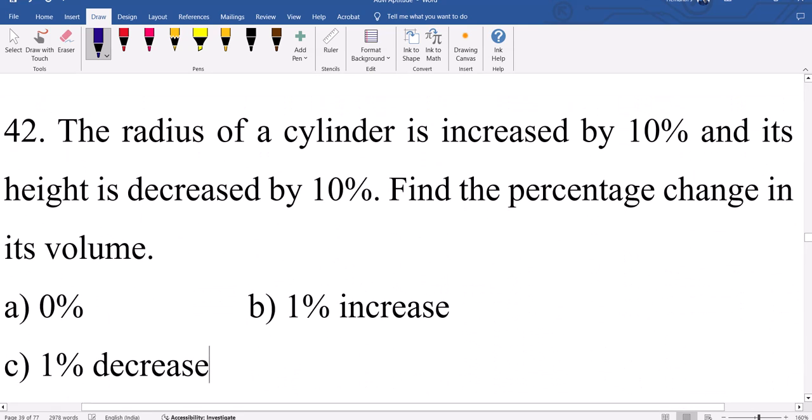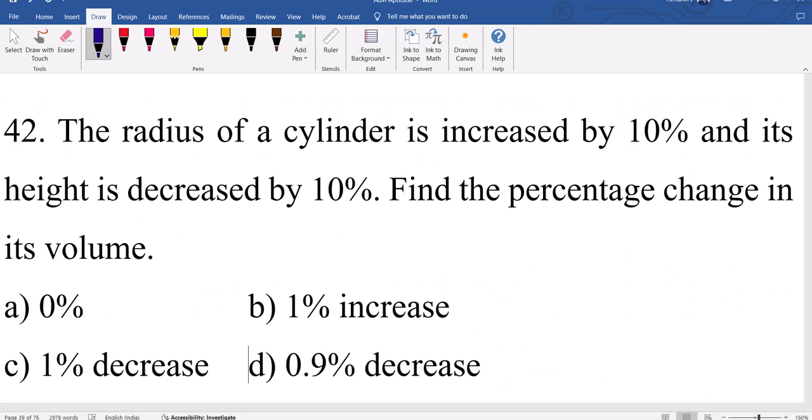Percentages mixed with geometry concept, areas and volumes. Radius of cylinder increased by 10%. Height decreased by 10%, so the 10% increase and 10% decrease cancel to 0. But for that also, in a cylinder what is there? Pi r square. How many r's are there? 2 r's, which means the radius is increased by 10% two times.